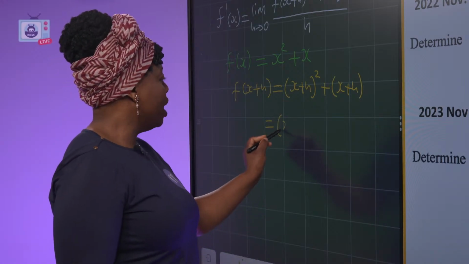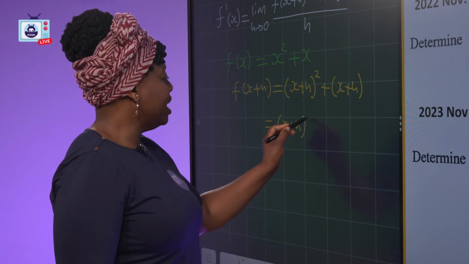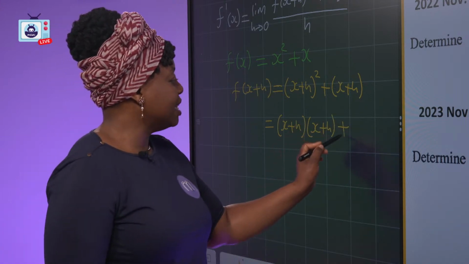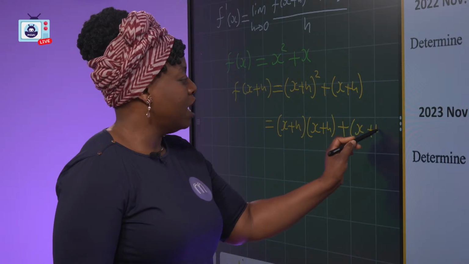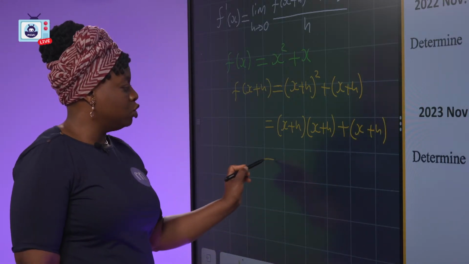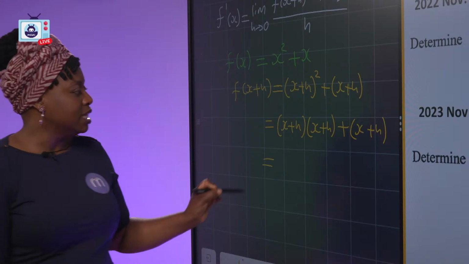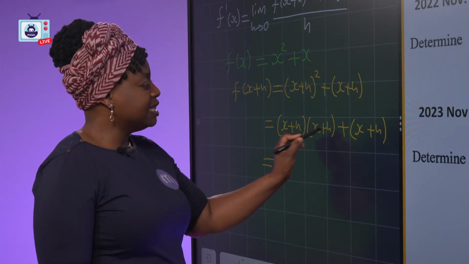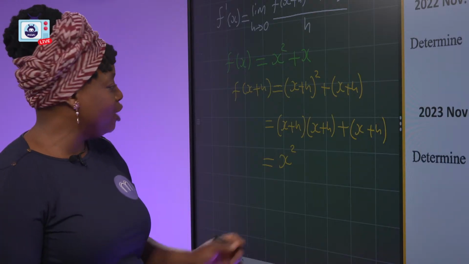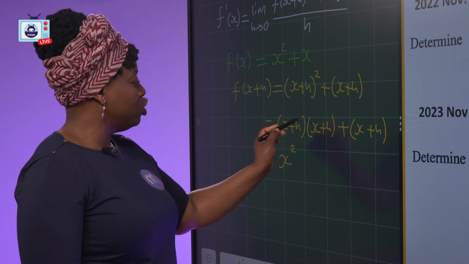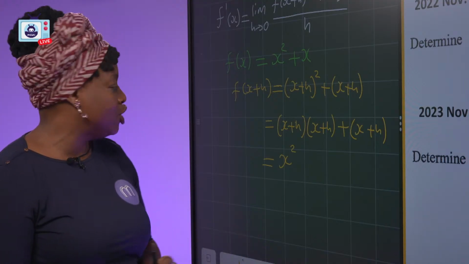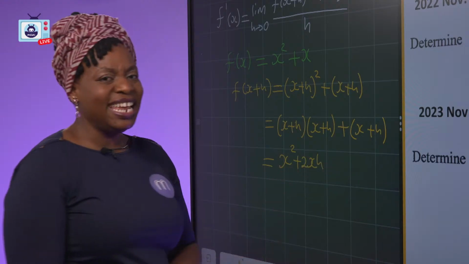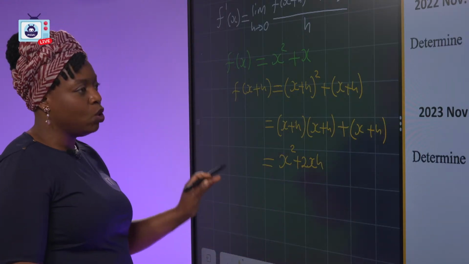So here we have x plus h and another x plus h. But remember, there's a plus x plus h. For now, let's leave it like that, and we'll remove it together when we remove the bracket. Okay, let's multiply through. x times x will give us x squared. x times h will give us xh. And another h times x will give us xh, which tends to be 2xh.